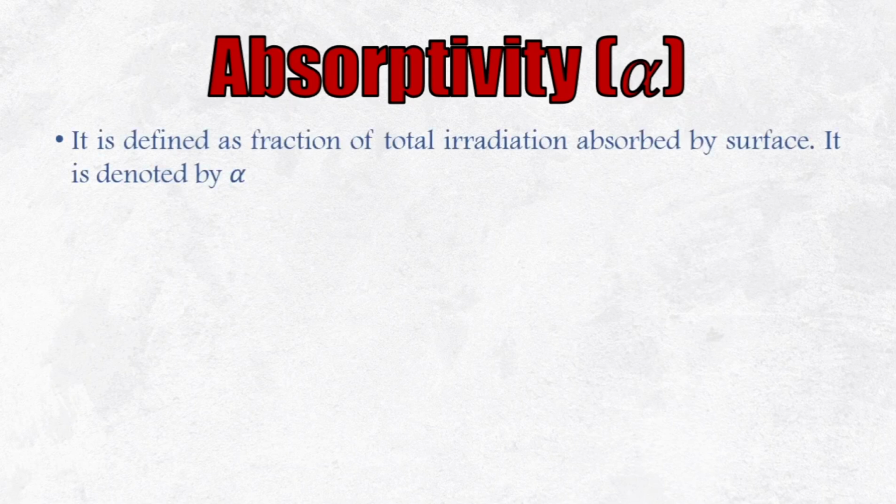Okay, next definition is absorptivity. Absorptivity is denoted by alpha. It is defined as the fraction of total irradiation absorbed by surface. It is denoted by alpha.